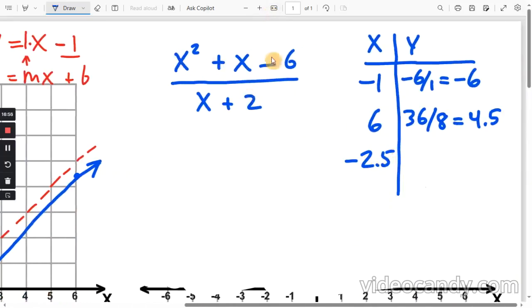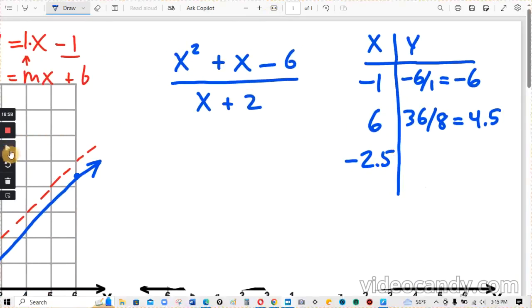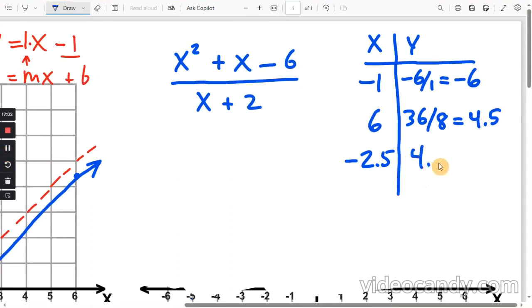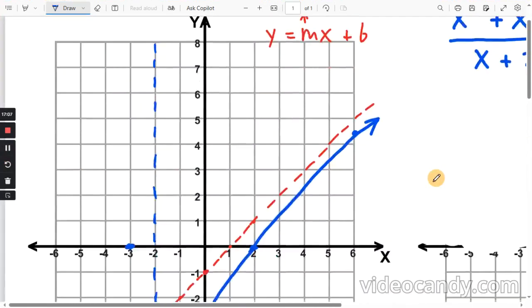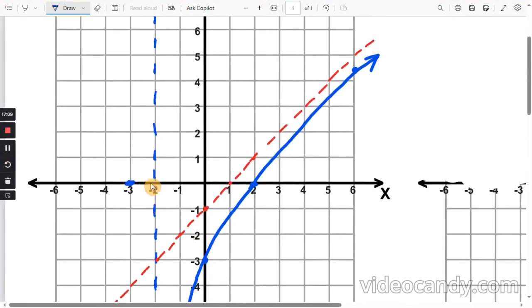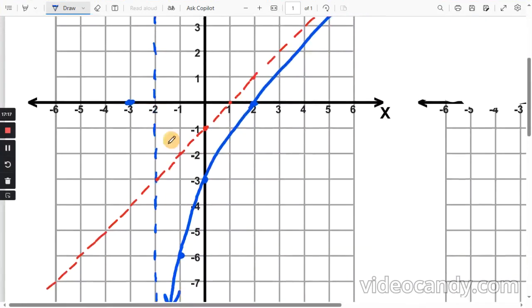-2.5, I'm going to plug it in here. Okay, and I get 4.5. All right, so at -2.5, we're at 4.5. So -2.5, we're going up to 4.5. And then let's see, we did -3. If we plug in -6, it's probably going to be around here.